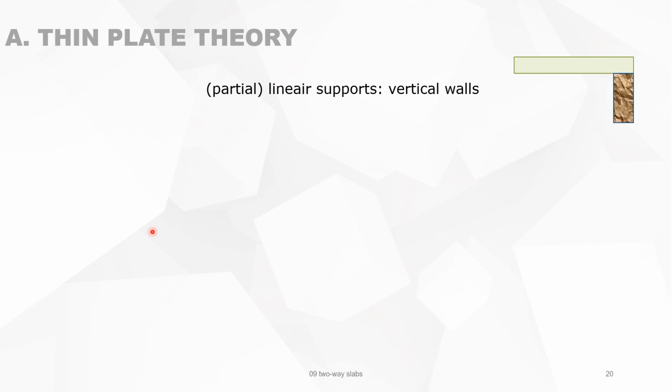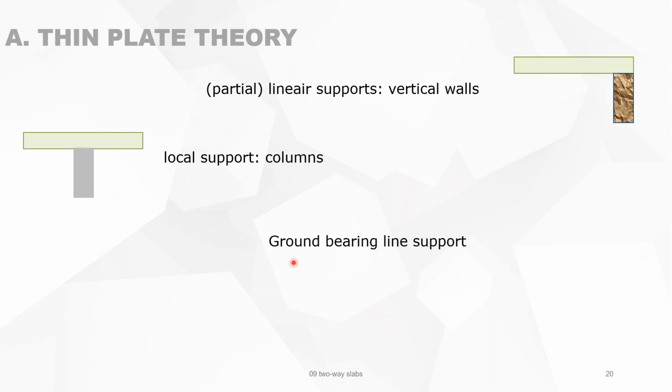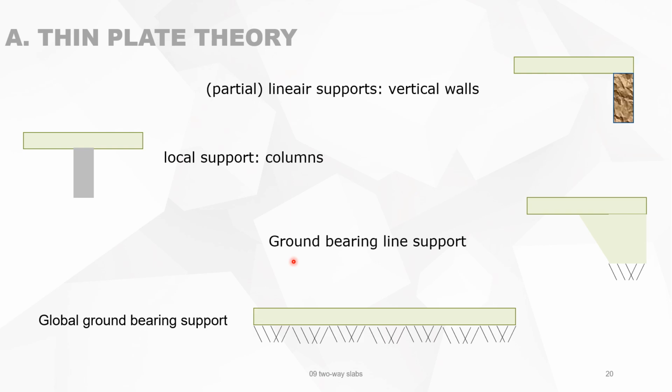For the supports for a slab, we consider linear supports. For instance, vertical walls can be in concrete or can be in masonry. We can also have local supports, which are columns. And then there is another type of support, which is ground-bearing line supports and global ground-bearing supports. Those two, the ground-bearing line support and the ground-bearing global support, we will not consider in the present videos.